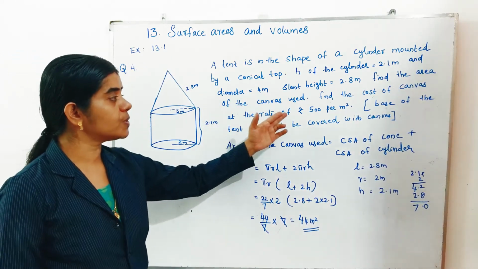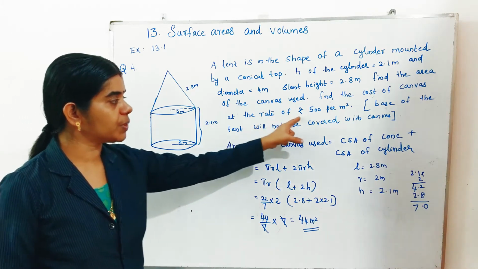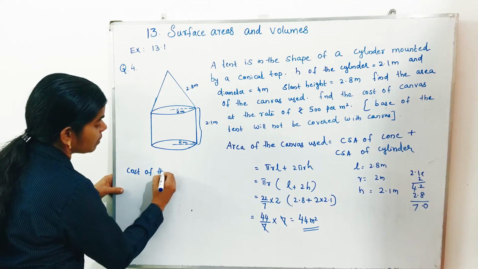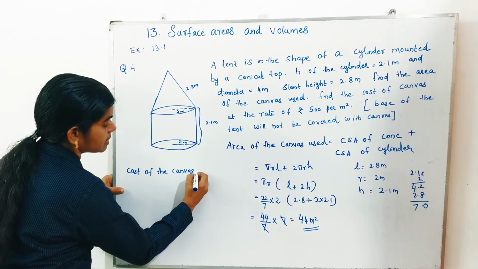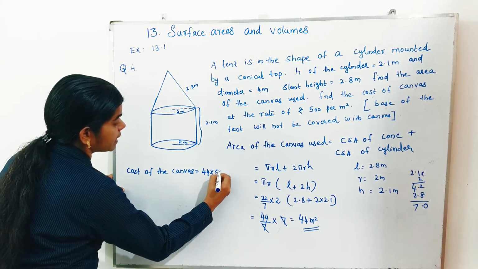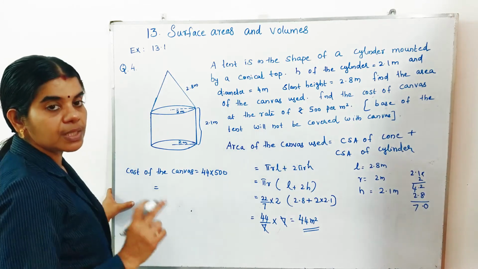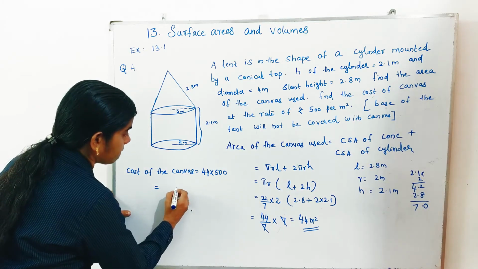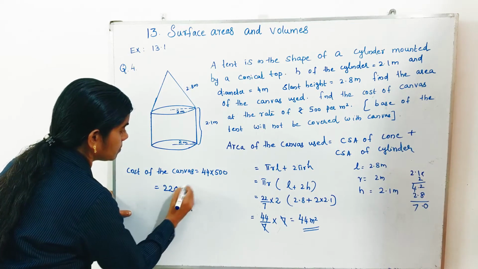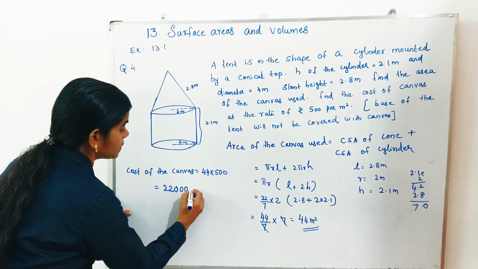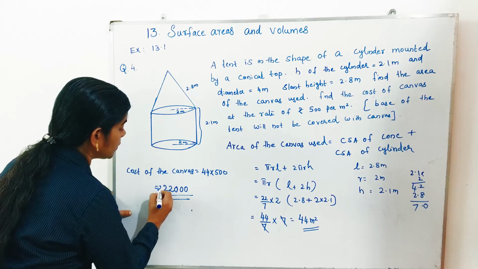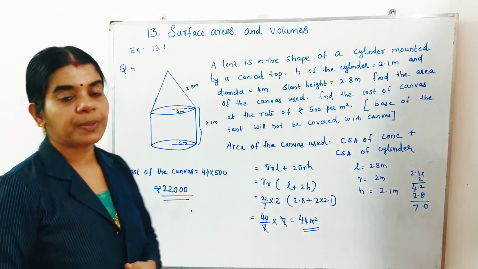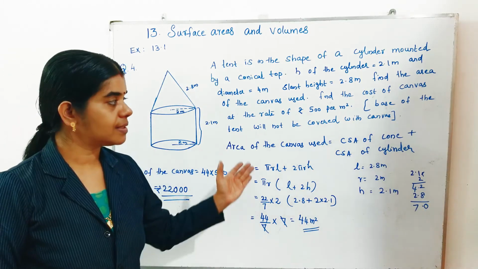Then you want to find the cost of the canvas also. For 1 meter square you have to pay 500 rupees. So the cost of the canvas is equal to 44 into 500, because for 1 meter square you pay 500 rupees, so for 44 meters square, 22,000 rupees will be used for making that canvas.